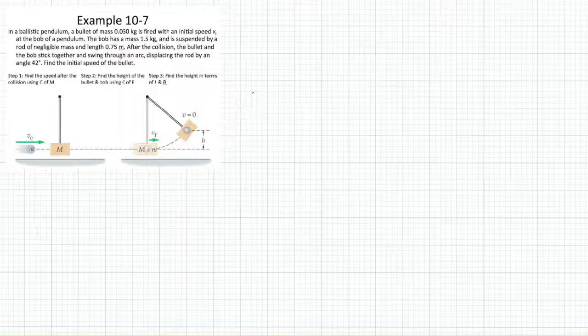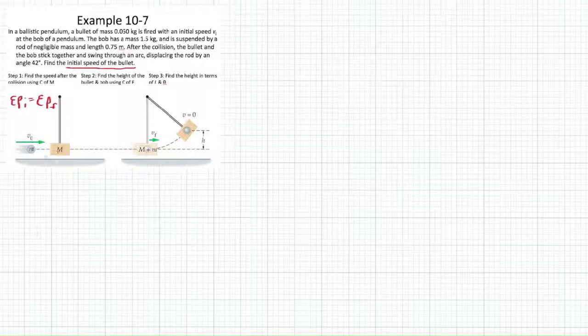This is example 10.7. And one thing I need to point out, first of all, the problem as it's stated in our notes here has a little bit of an error in it. It suggests steps for how to solve this problem, but as I see it, the steps are a little bit backwards. We have step 1: find the speed of the collision using conservation of momentum. That's our assumption that the initial momentum is going to be the total final momentum. Okay, well, we need to find the initial speed of the bullet.